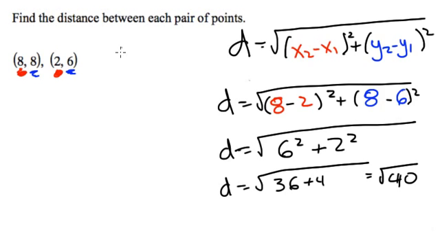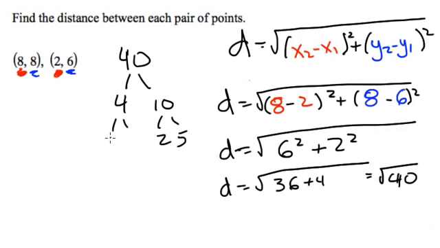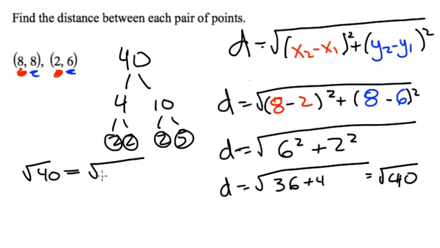If I take 40 and I factor that, it factors into 4 and 10, which factors into 2 and 5, and 2 and 2. So I can rewrite square root of 40 as square root of 2 times 2 times 2 times 5. Okay, now I'm going to see if I can find a pair, and I find a pair of 2's right here, so I'm going to cross them out and bring it to the outside.